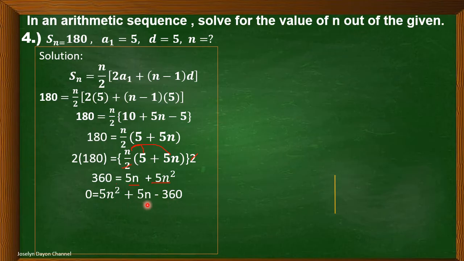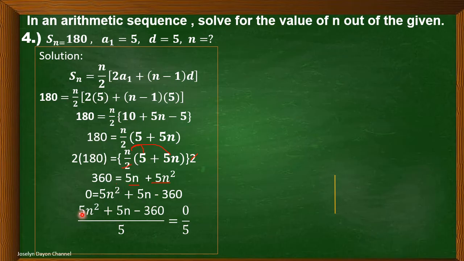We can also rewrite this in this way: 5n squared plus 5n minus 360 equals 0. And if you have observed, all the terms on the left side of the equation have a greatest common factor, which is equal to 5. So we have to divide both sides of the equation by 5, so we can have a simplified equation.